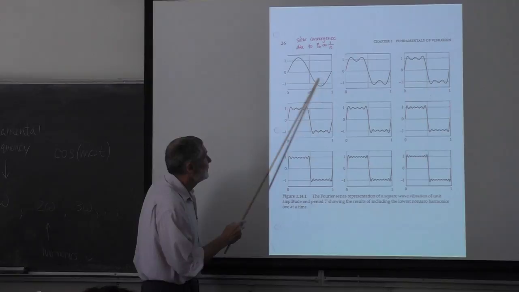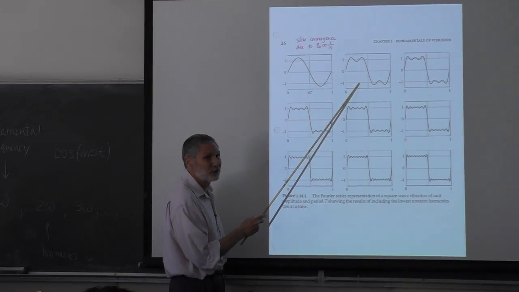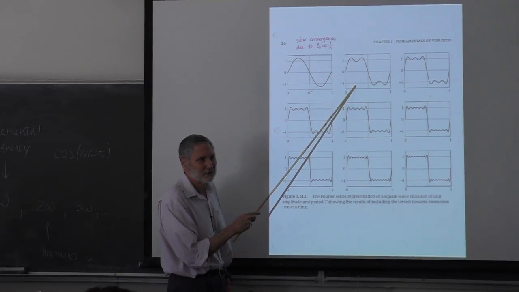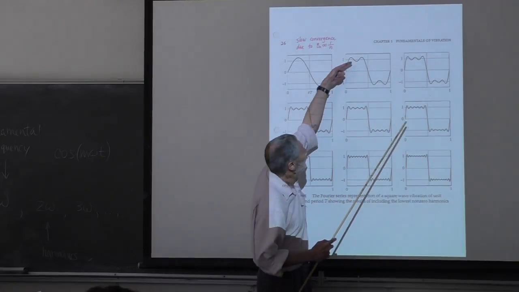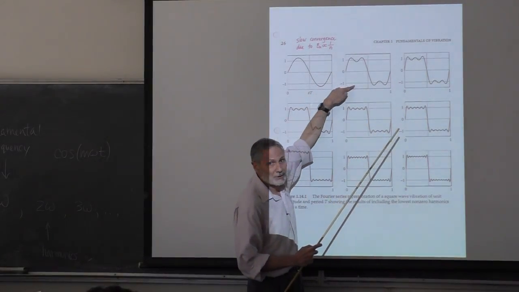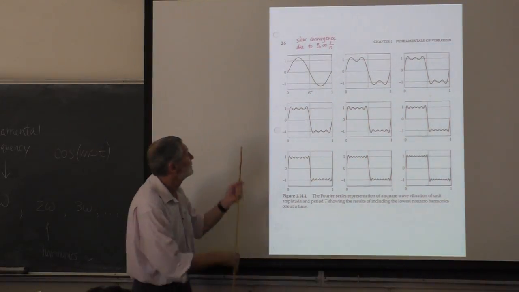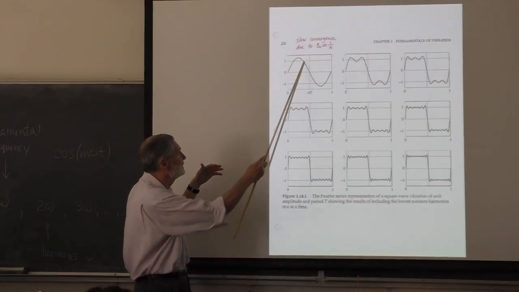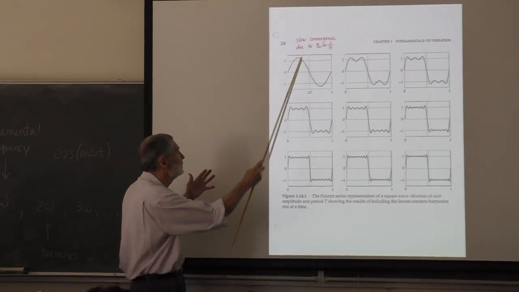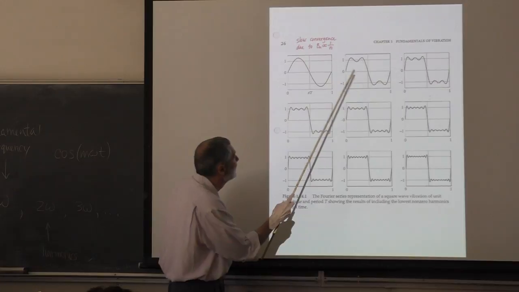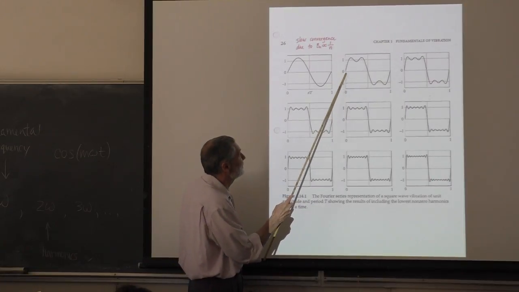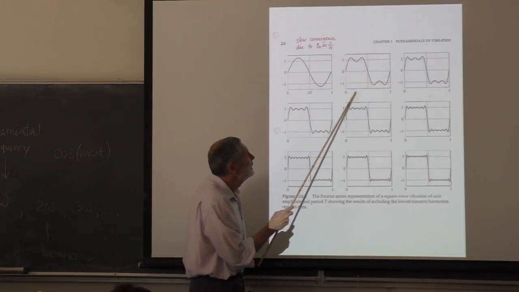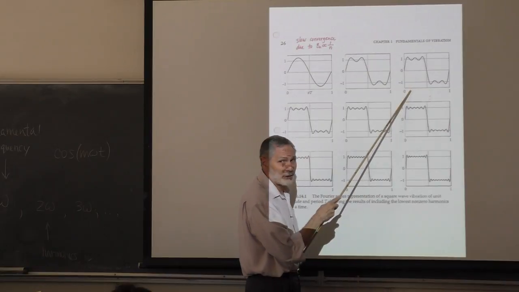This is the fundamental. This is the fundamental plus the third harmonic. There is no second harmonic. If there were a second harmonic, there would be an up-down asymmetry here, and that's not going to happen for this f. This f has some kind of symmetry between positive and negative. So here's the first plus the third. It's doing a little better. Here's the first, the third, and the fifth.